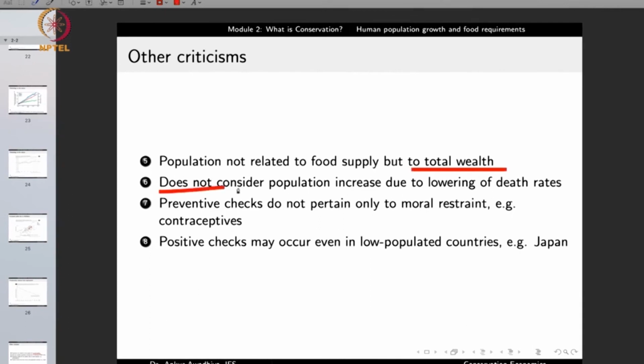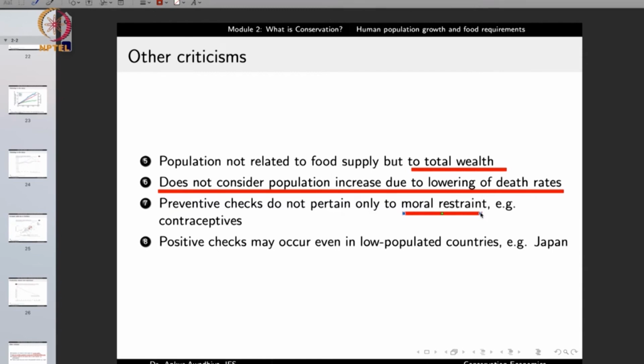Then the Malthusian theory also did not consider population increase due to lowering of the death rates, as we have seen. Then preventive checks do not pertain only to moral restraint. The Malthusian theory had emphasized a lot on moral restraint. Things such as celibacy, not having a marriage, or having a late marriage. Moral restraint was probably the only option available to people then to reduce their population.